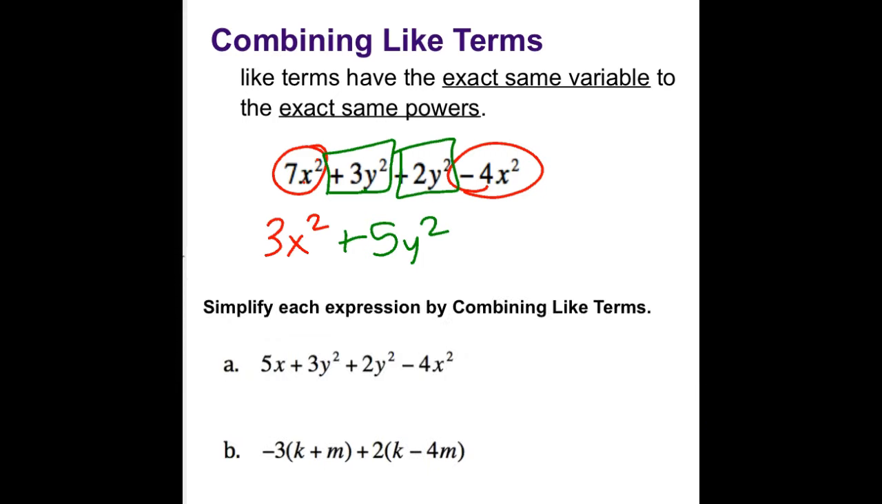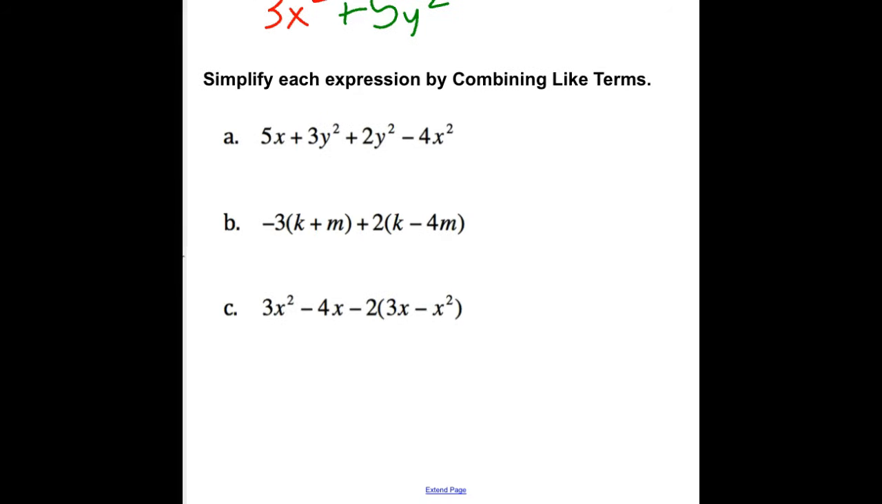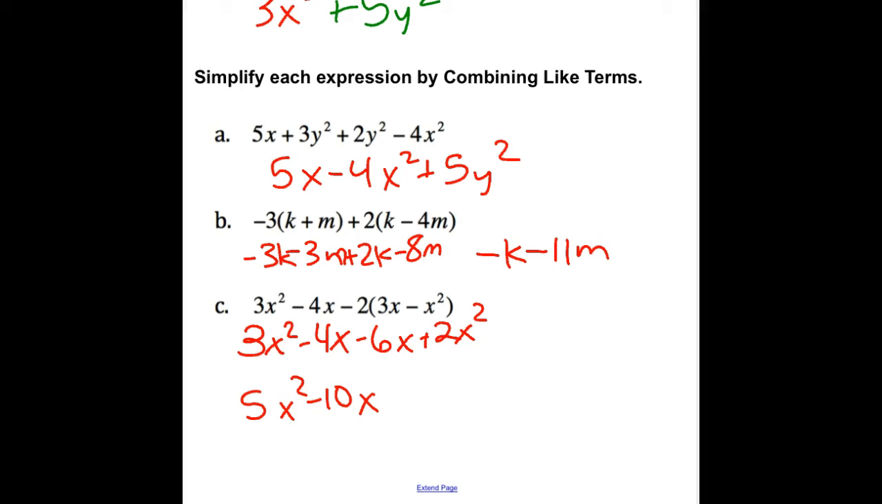Here are several problems I'd like you to do on your own. Make sure that you're performing any operations that you need to perform before you can combine like terms. So pause the video now, and when you're done, check your work with mine. For the first one, I got 5x minus 4x squared plus 5y squared. For B, I got negative k minus 11m. And for C, I got 5x squared minus 10x.